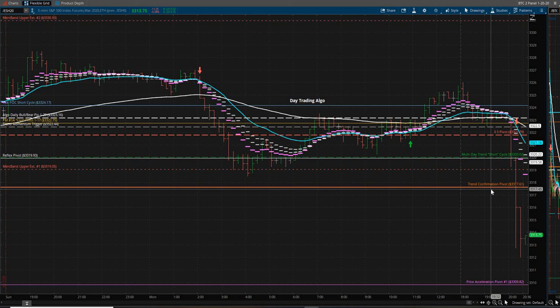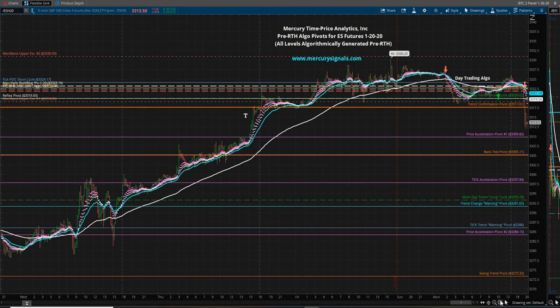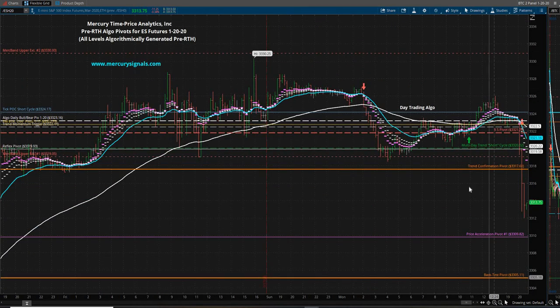One of the things that's unique with our algorithm is that when we run this in the morning, our day trading algo gives us specific prices and also descriptive names. So right here at 33.17, you've got your trend confirmation pivot. What's notable is that it didn't even pause. So now we're down into this price acceleration pivot at 33.09.